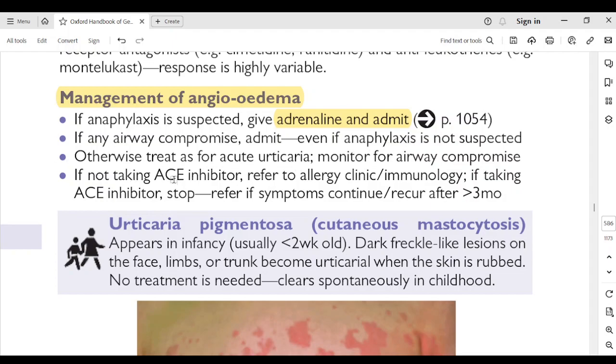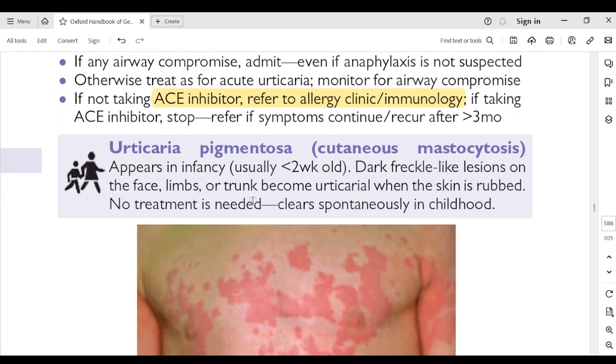If not taking an ACE inhibitor, refer to allergy clinic or immunology. If the patient is not taking an ACE inhibitor and has developed angioedema, refer to allergy clinic or immunology. If he is taking an ACE inhibitor, stop. Refer if the symptoms continue or recur after 3 months.